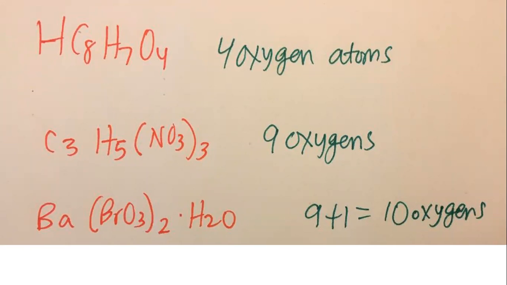In the middle one, we have that NO3 in parentheses. This is a fancy formula, but it's NO3 triple. So it's NO3, NO3, NO3, which means there's 9 oxygens. In the next one, we have that BrO3 in parentheses, and it's doubled. So that's going to be 6 plus 1. So that's going to be a total of 7.